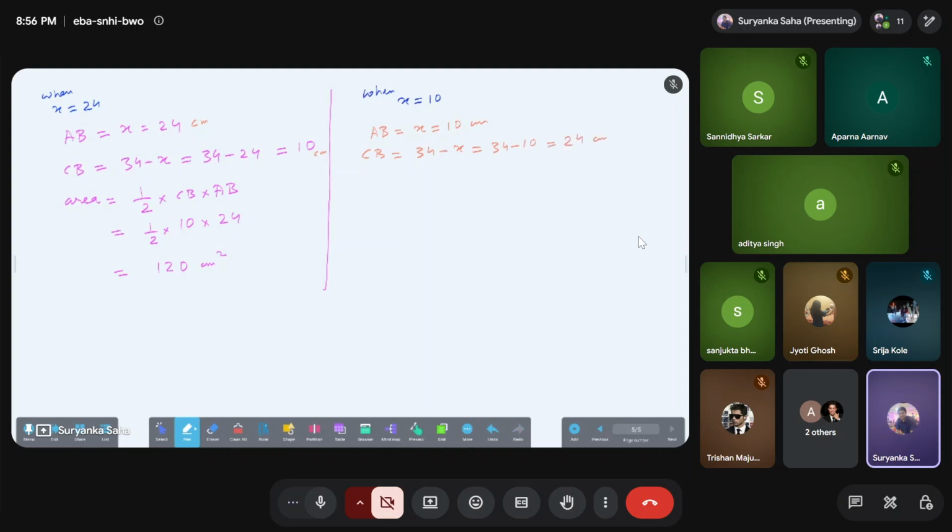Okay, so area will be how much? Half into base, কত? CB into AB. CB is how much? CB হচ্ছে, sorry, 24 and it is 10, so it is getting you same result, 120. So answer is 120.